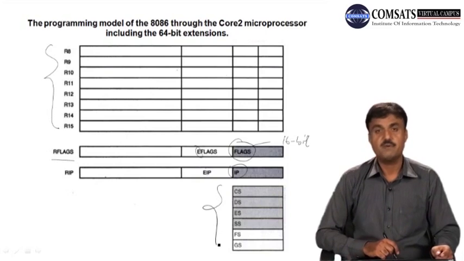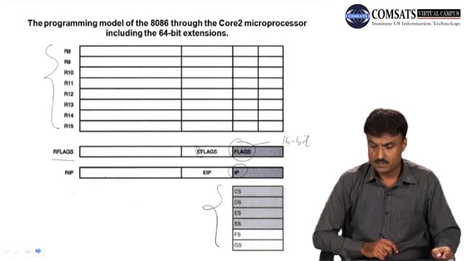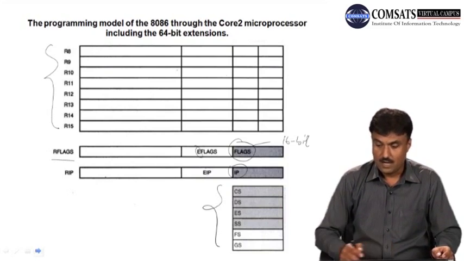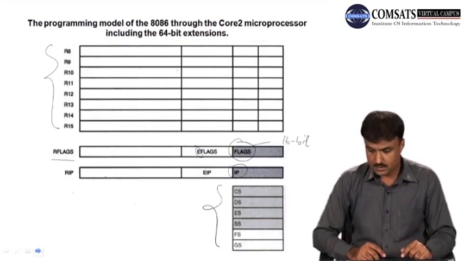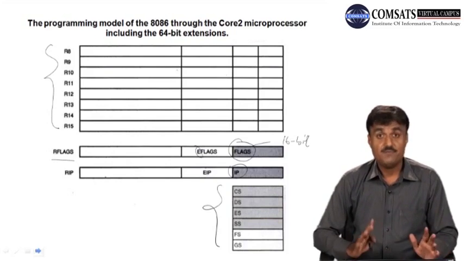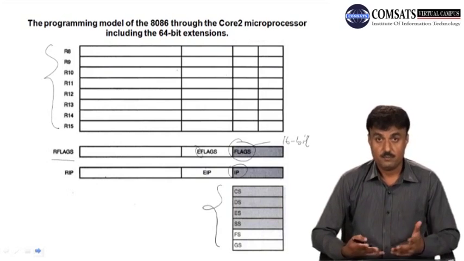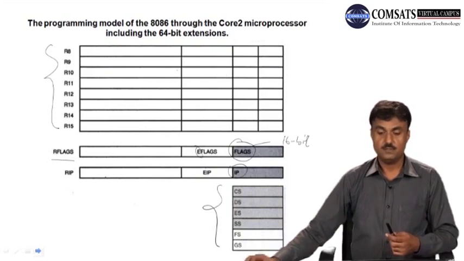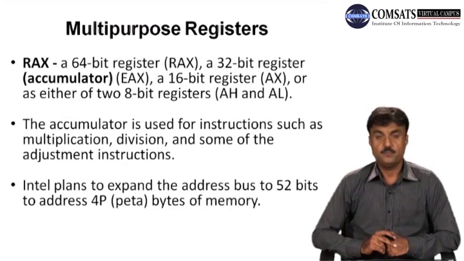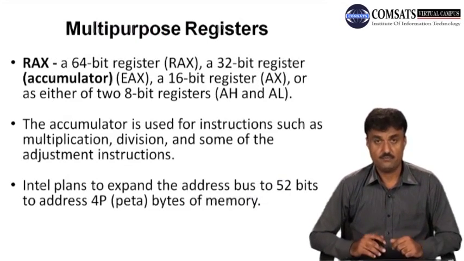These segment registers are the same: code segment, data segment, extra segment, and stack segment, and so on. FS and GS are used by the operating system. We are not going to discuss all these registers in detail, but we will discuss the main registers like the flag register and others in more detail, their purpose and for what purpose they are being used. So we will now discuss the multi-purpose or general purpose registers. They can be used for different purposes.